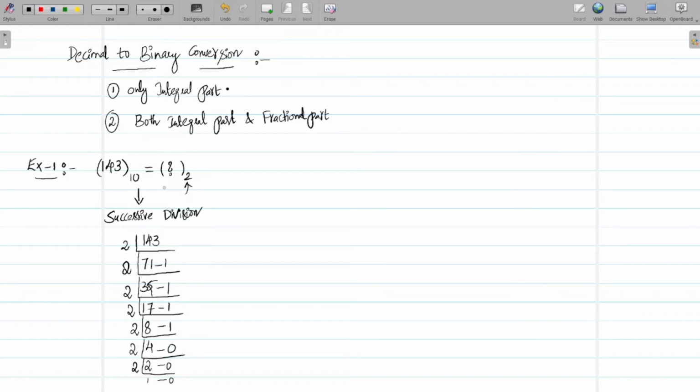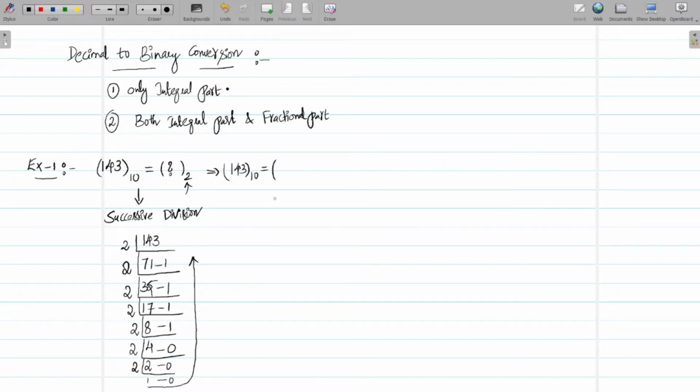And in order to write the equivalent binary number, you need to move in the reverse direction, starting from the last quotient to the first remainder. This is the last quotient, and this is the first remainder. So you need to move in this direction to write the equivalent binary value. Hence, what is the equivalent binary for the decimal number 143?